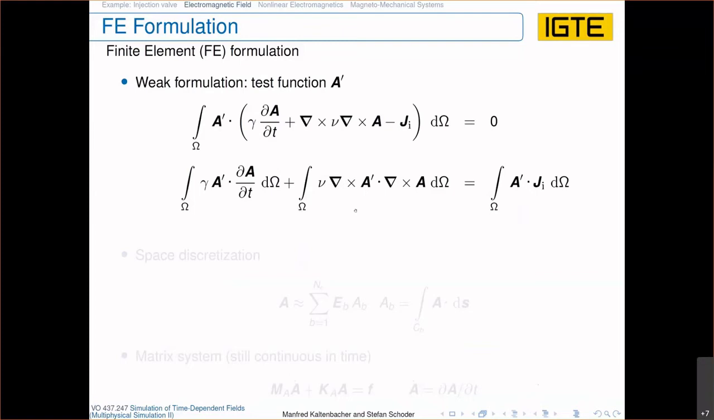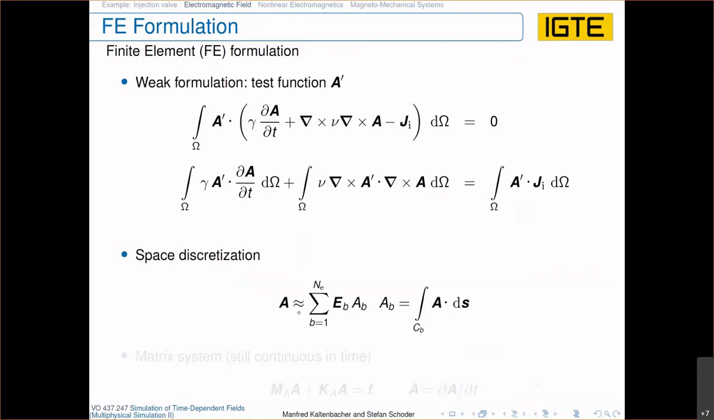Very similar as for a standard Laplacian operator as we have discussed in the other topics, we have now the curl of the test function, so a first order partial derivative, dot product with the curl of our unknown vector potential, which is also a first order partial derivative with respect to space. Okay, so this is our weak formulation now.